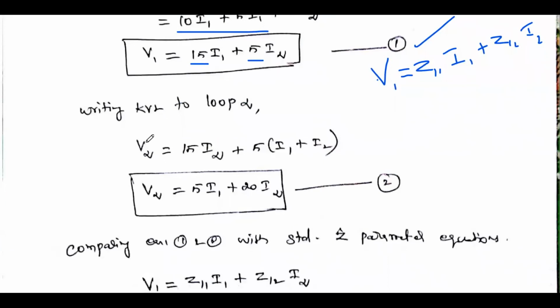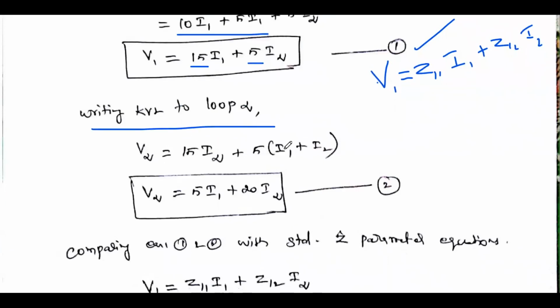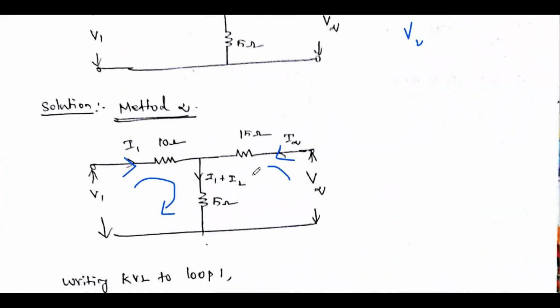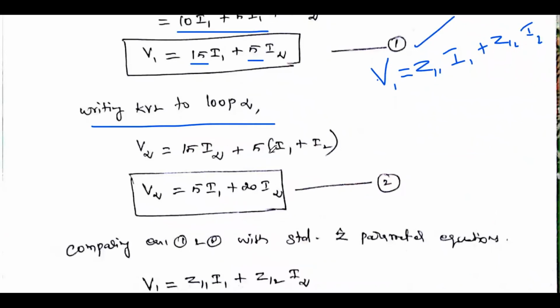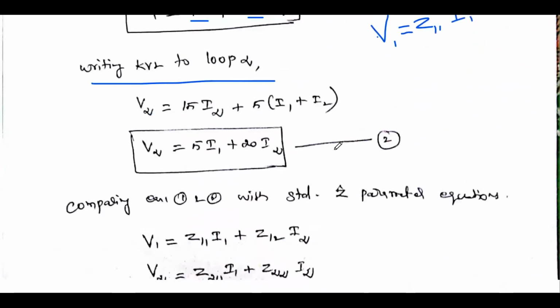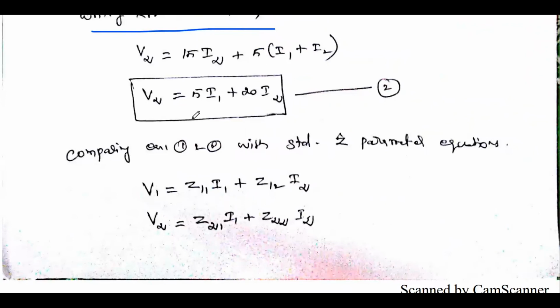So you just write a KVL equation for the second loop. Which one is the second loop? This is the second loop. So you write KVL equation to the second loop. So V2 equal to 15 into I2 plus 5 into I1 plus I2. Here you just split the terms: the I1 term is 5 I1, and 15 I2 plus 5 I2, if you are adding, 20 I2.